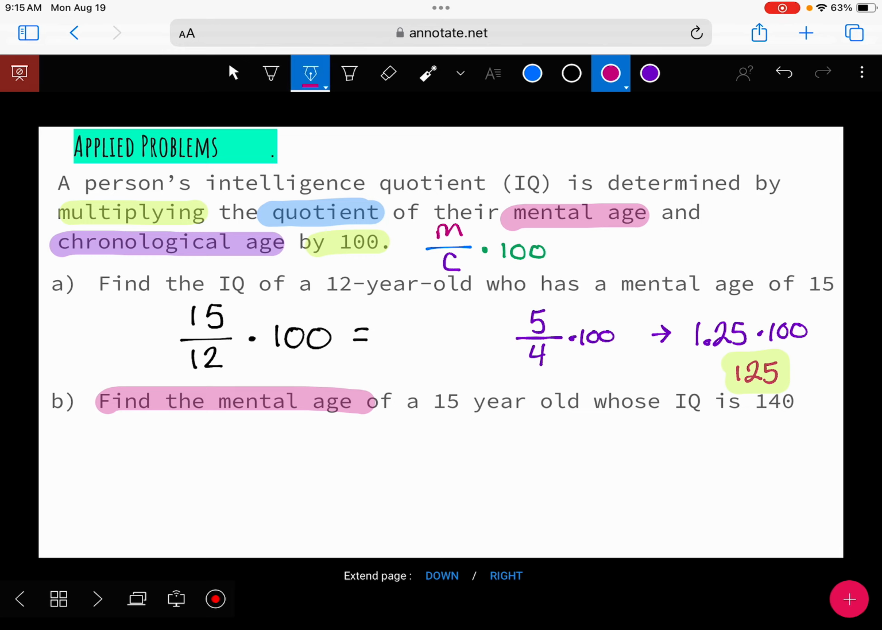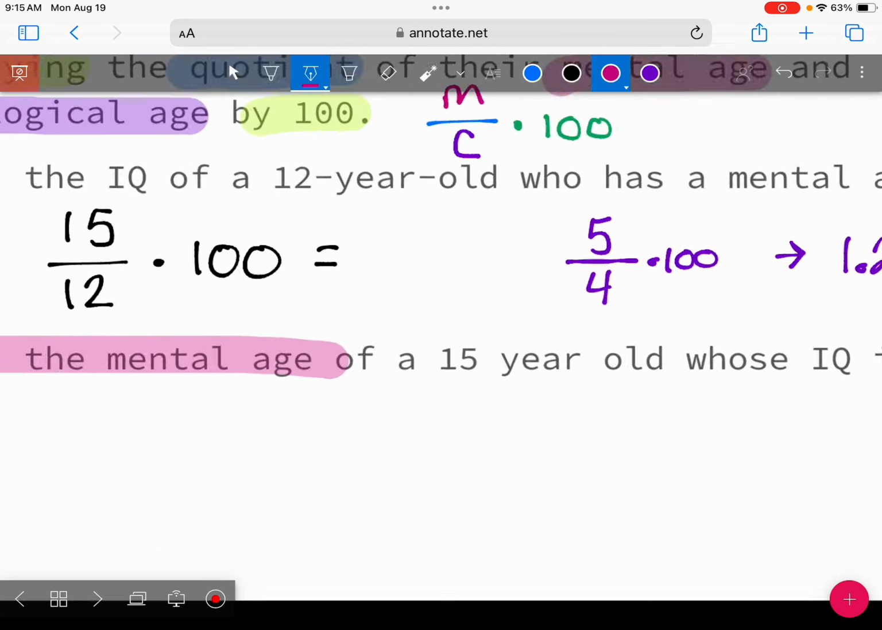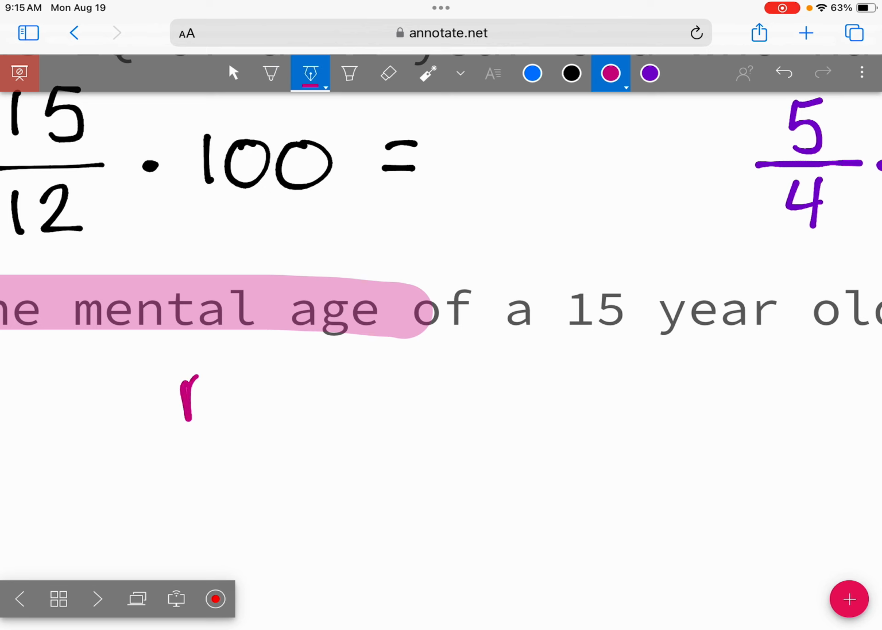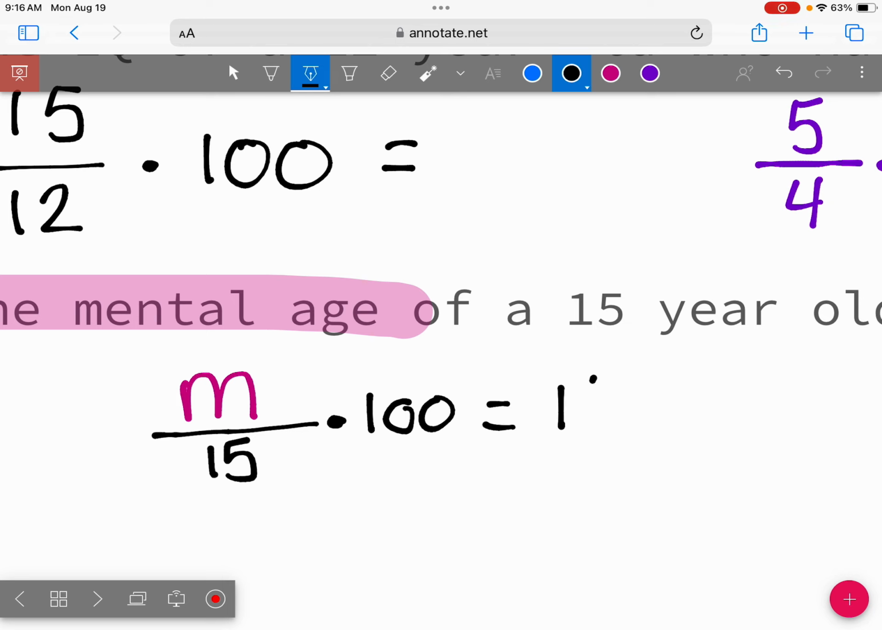You can have it be M, you can have it be X. I genuinely do not care. We don't know their mental age. What is their chronological age? 15. So if we take whatever their mental age is and divide it by 15, then multiply by 100, that gives us our expression up there. And it should give us a total of 140.